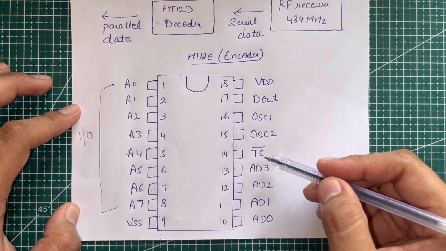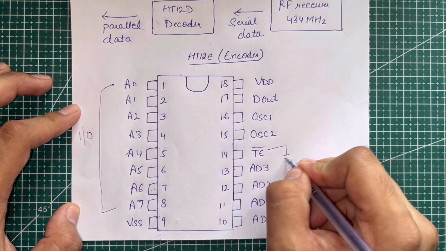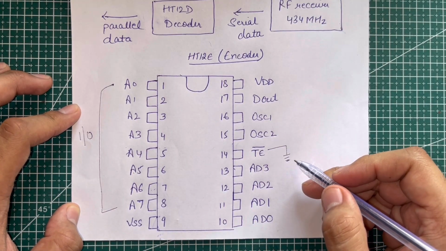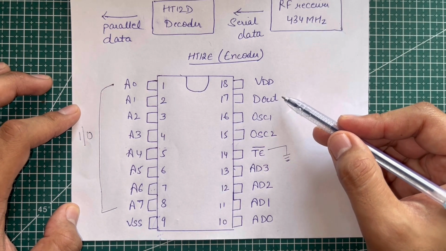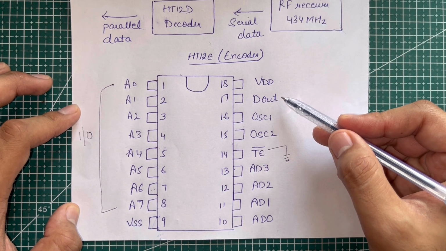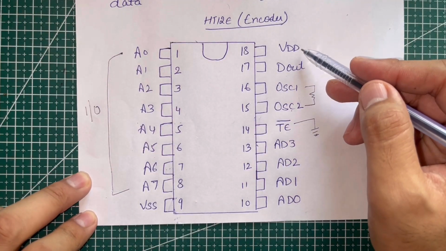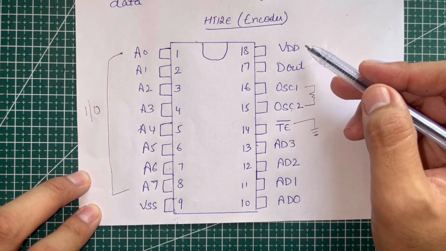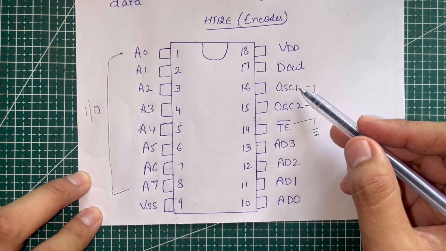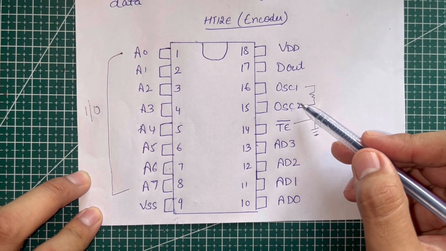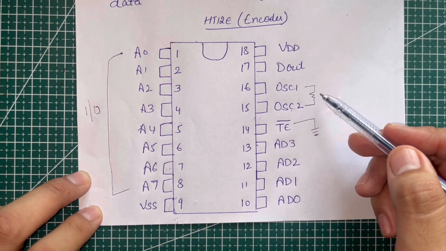TE is an active low pin. When the pin is pulled low, meaning connecting it to the ground, the encoder starts transmitting the data continuously. The D out is the serial data output pin. The encoded data is available here and it is connected to the RF transmitter module. VDD is the supply voltage pin, which should be connected to 5 volts, and VSS is the ground pin. Oscillator 1 and oscillator 2, these pins are used to connect an external resistor, which sets the internal oscillator frequency of the encoder.